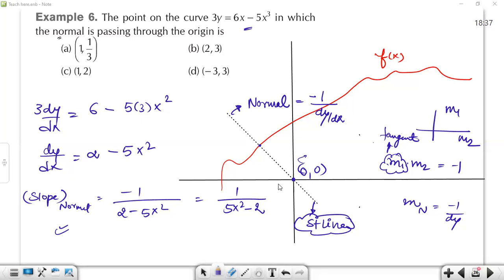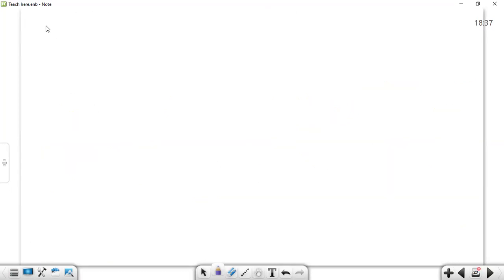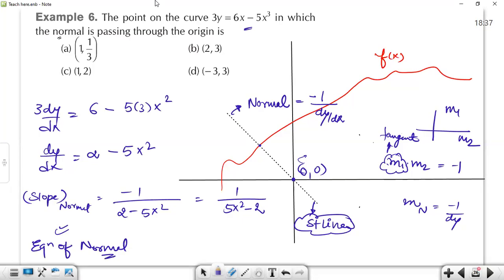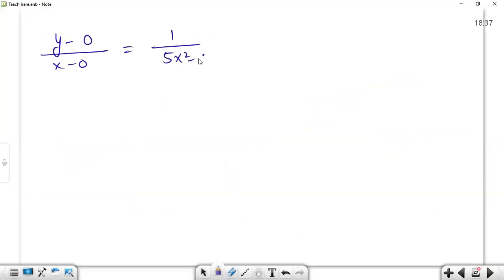Okay, great. So now we have two pieces of information, so we can write the equation of this straight line, which is known as the normal. Let's do it on the next page. So y minus 0 equals x minus 0 times the slope, which was 1 by (5x squared minus 2). This was the slope. So let's cross multiply. Okay, so this is the equation of the straight line, the equation of the normal which we have.